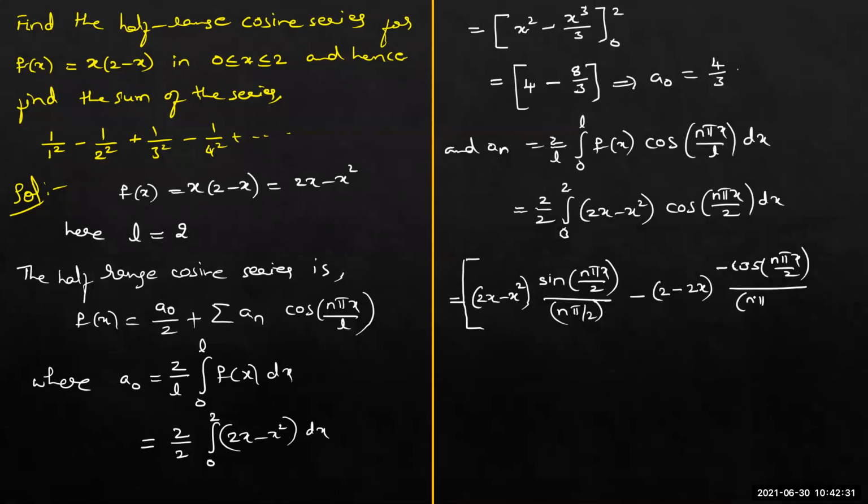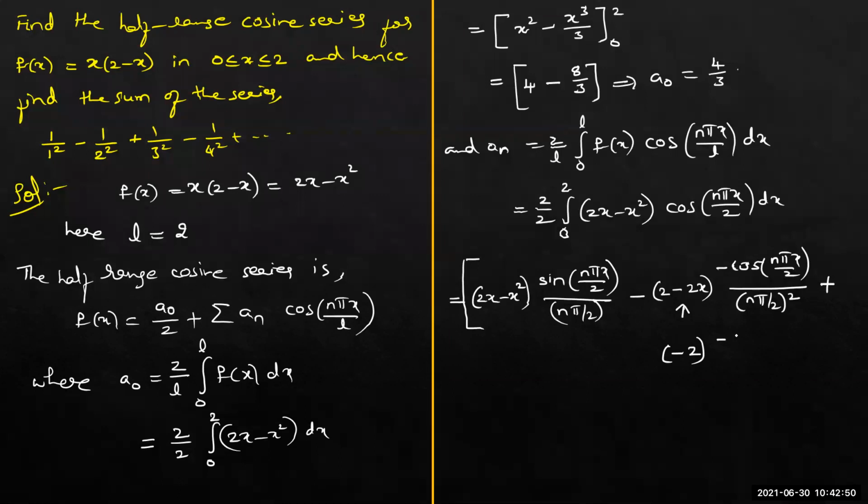So when you just multiply them, we'll get n pi by 2 whole square. Next, I'll take plus. We need to now differentiate this term. When you differentiate 2, it is actually 0, but there is a 2x minus. When you differentiate 2x, it is minus 2. Now we need to integrate this minus cos and so on.